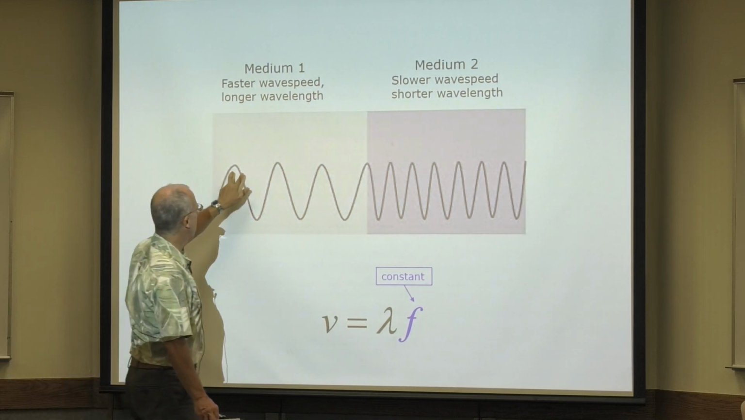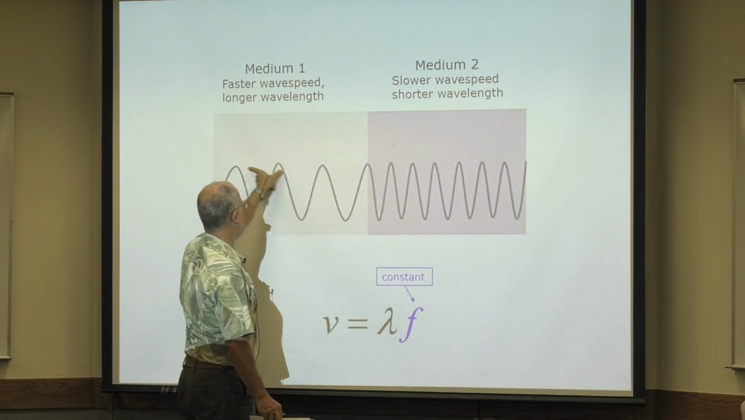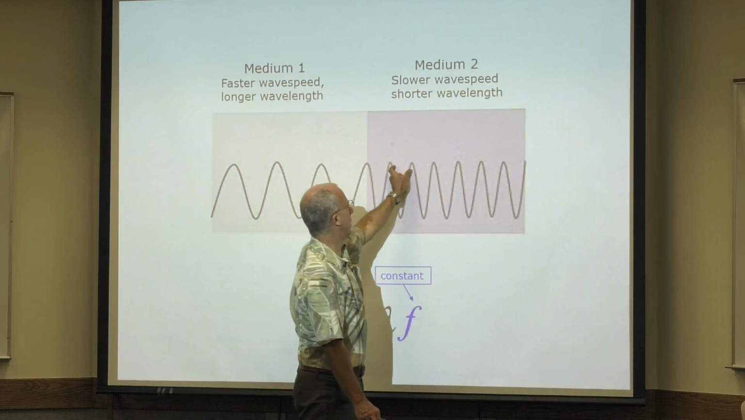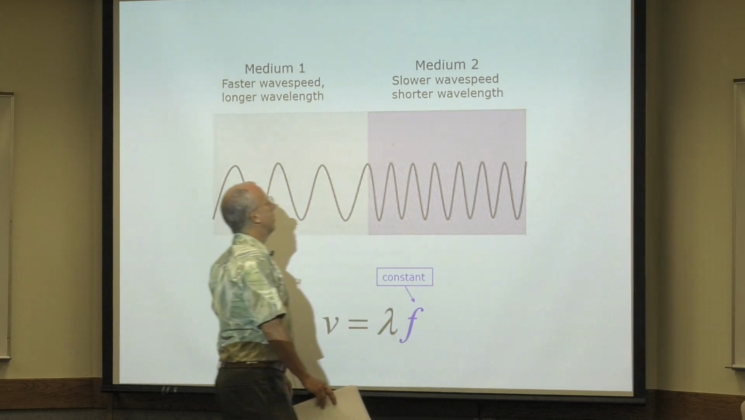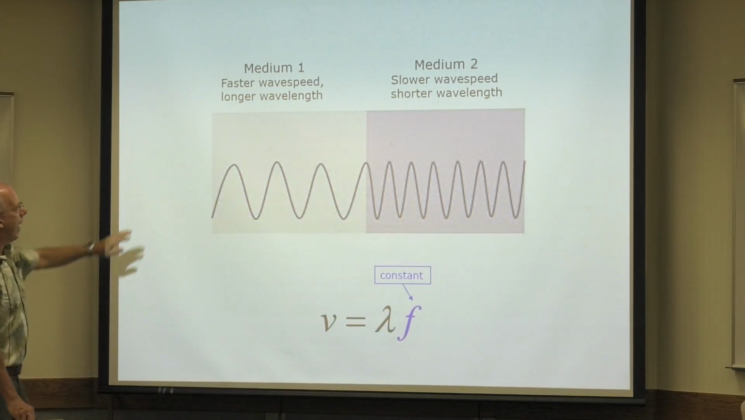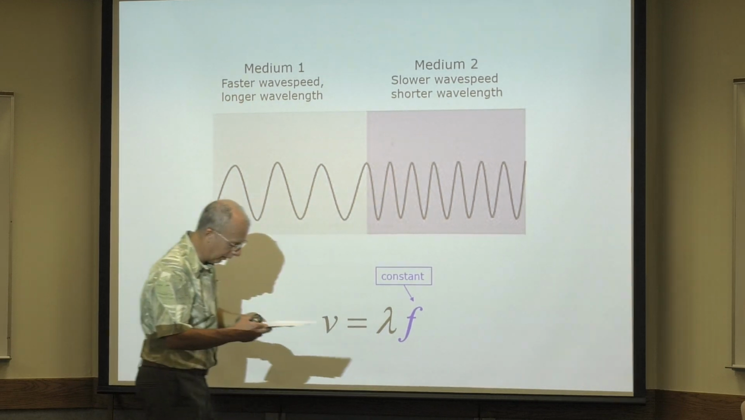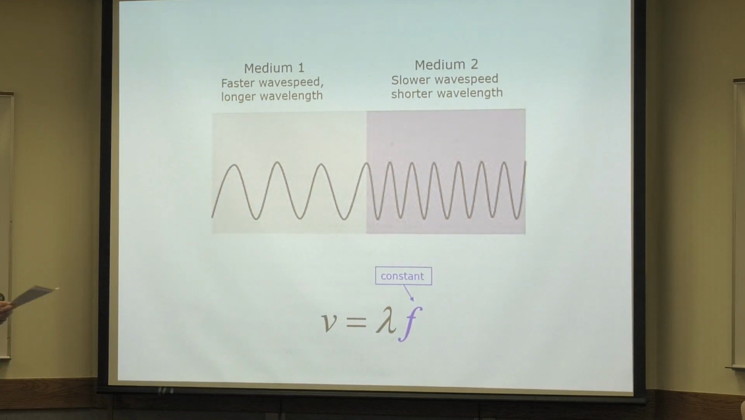And you can see that. Here's a certain wavelength, and what happens here? The wavelength shrinks. So there you go. Faster wave speed, longer wavelength; slower wave speed, shorter wavelength. And we're going to use all this stuff, believe me.